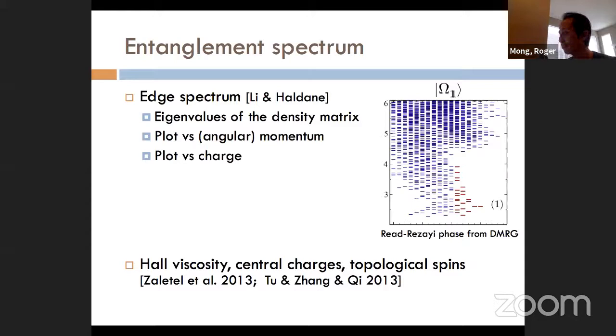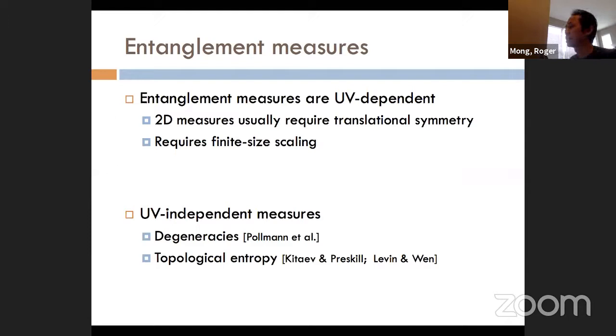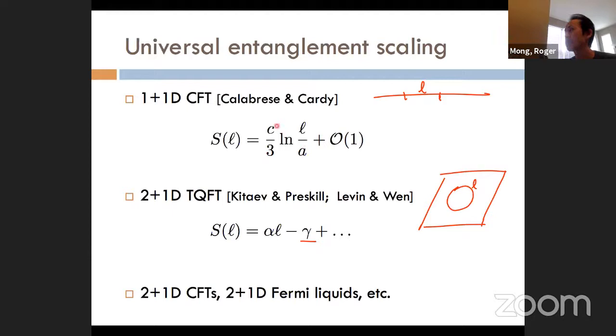This is a bit of a review of how entanglement has been used to look at ground states. In general, though, almost all these entanglement measures are UV dependent. Basically what that means is that there is a universal piece, but also a non-universal piece that depends on specific physics at the lattice length scale. For example, in the 1+1D case, it depends on a right here. The universal piece that you want to extract is the central charge, but the non-universal piece is the order one piece, or equivalently the lattice length scale. Similarly, in the TQFT formula, gamma is the universal part, but the leading term, the alpha coefficient, is the non-universal part.